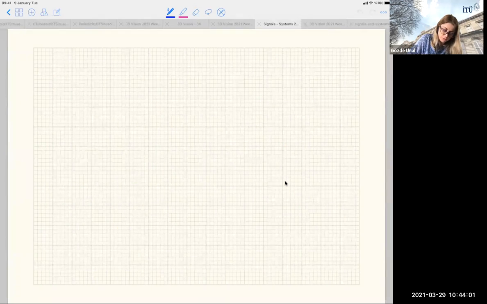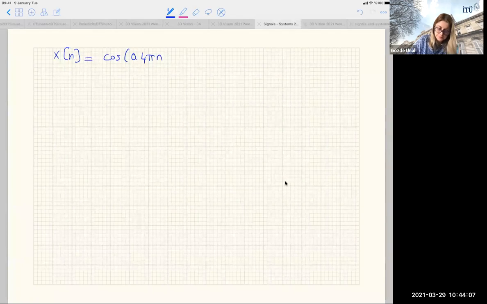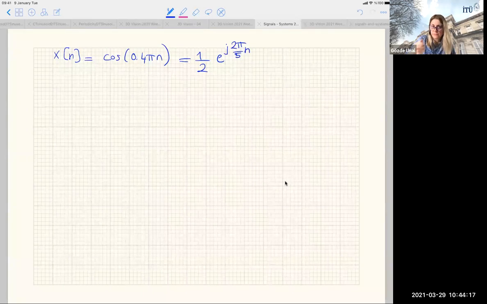Now, x of n was cosine 0.4 pi n. Just use the Euler formula. I told you you should really memorize this. 1 over 2 e to the j 2 pi over 5 n, remember, this is my basis function, plus 1 over 2 e to the minus j 2 pi over 5 n. Which ak I have here is important.